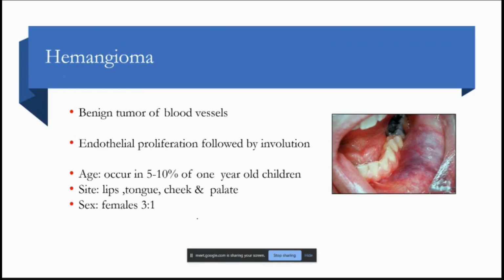The sites commonly affected are the lip, as you can see in this image, then the tongue, cheek, and palate. Females are more commonly affected. The ratio is almost 3:1 between females and males.